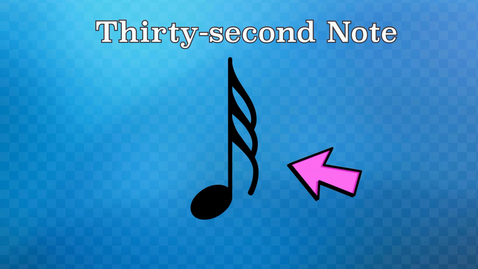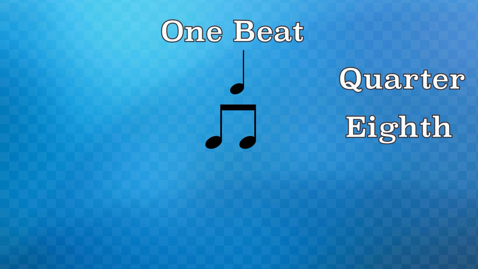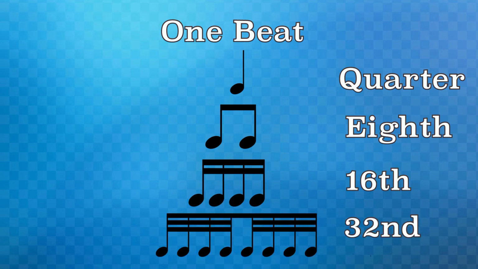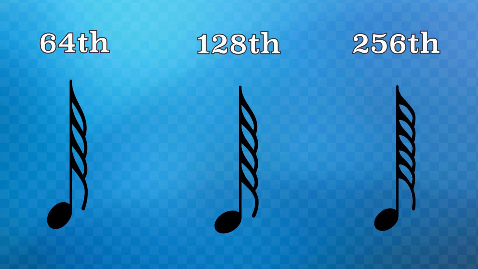So what's next? That's right, a 32nd. And all we do is add an extra flag, making it a total of 3 flags for 32nd notes. When grouped together, they are connected by 3 beams, as seen here. In a time signature where a quarter note equals 1 beat, 2 eighth notes would take up the same space as 4 16th notes and 8 32nd notes. If we wanted to go smaller, we can go to 64th, and then 128th, then 256th. Just keep adding flags and beams, but anything over 64ths is extremely rare.